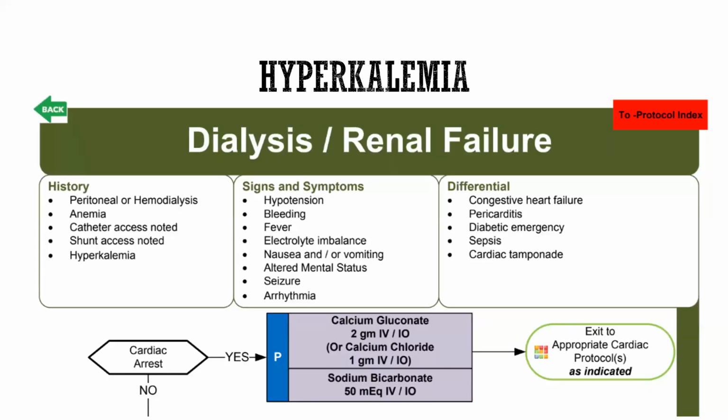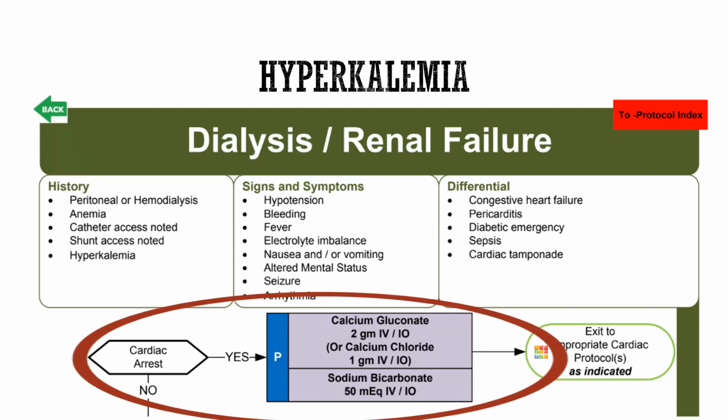All right, so the next topic that I want to talk about is hyperkalemia in dialysis and renal failure patients. The first thing that I want to cover here is when you look at the protocol, the very first thing there is cardiac arrest. So all patients who are on dialysis or have renal failure, if they are in cardiac arrest, the first thing it says is give calcium and sodium bicarb. So this could be a patient at the dialysis center. This could be a patient at home who has a history of end-stage renal disease.